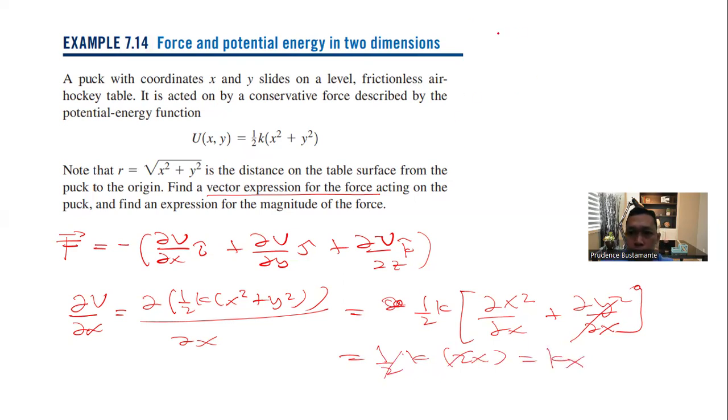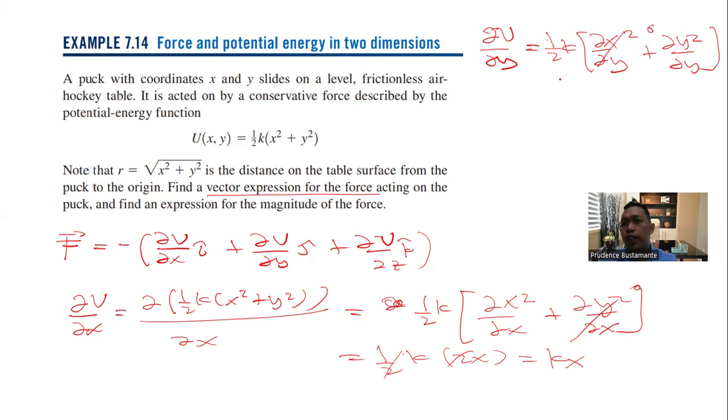Okay. Also for the partial of U over partial of y. Now the x is fixed. So we have 1/2 k, partial of x squared over partial of y plus partial of y squared over partial of y. The first one becomes 0 because it is fixed. So we have 1/2 k times 2y, which is equal to ky.